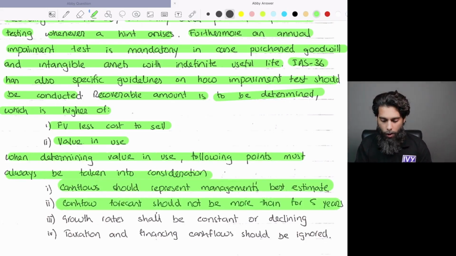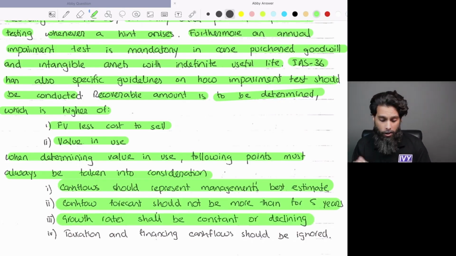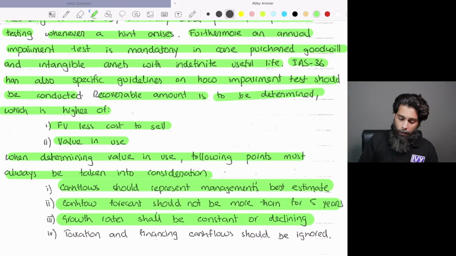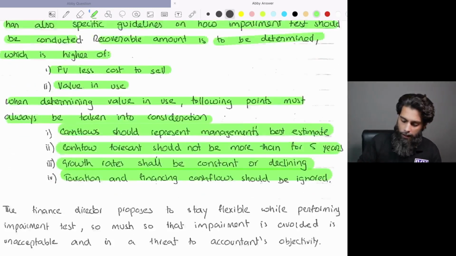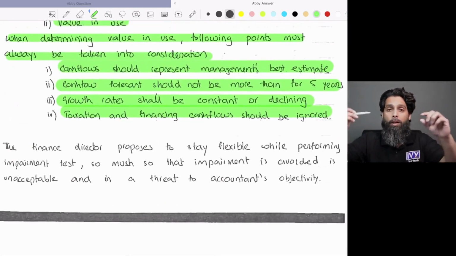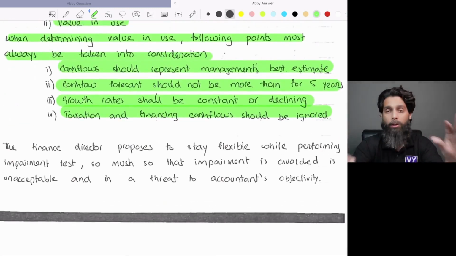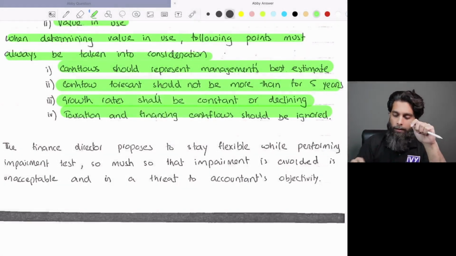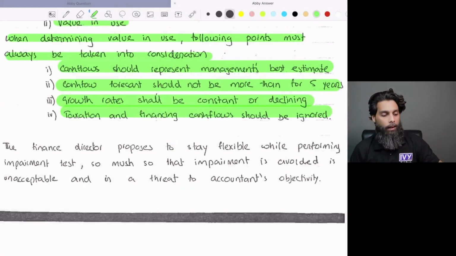Cash flow forecast should not be more than 5 years unless a justification can be provided. Growth rate shall be constant or declining. Taxation and financing cash flow should be ignored. Again, you repeat the entire IAS 36 so that you remember the entire IAS 36 again. This is a recap class. If people say, okay, sir, you are not helping us revise the accounting standards, you are missing out on these types of lectures.